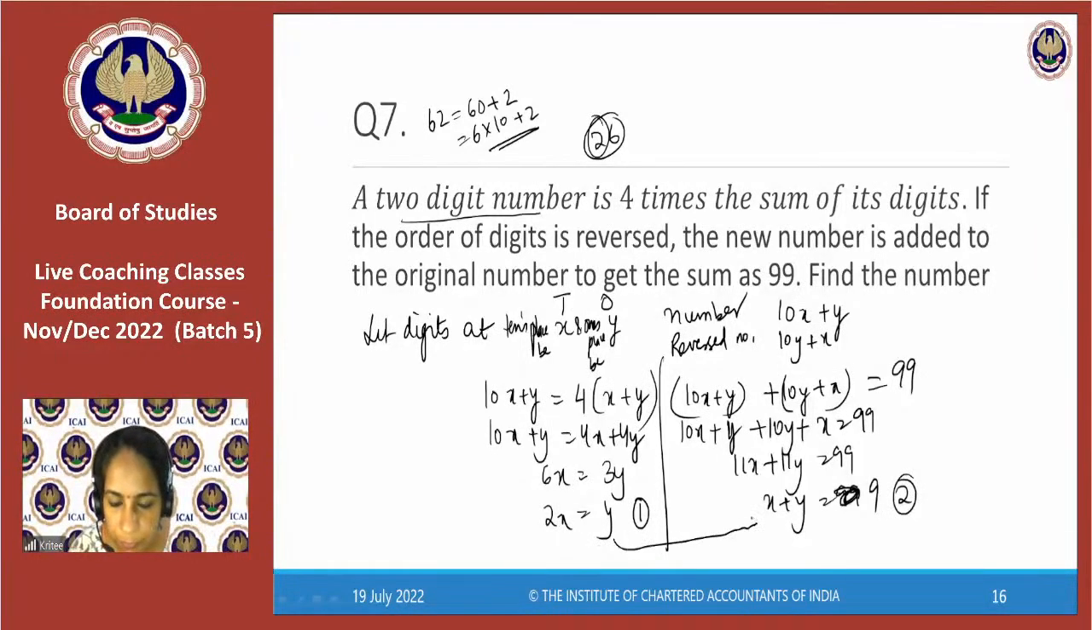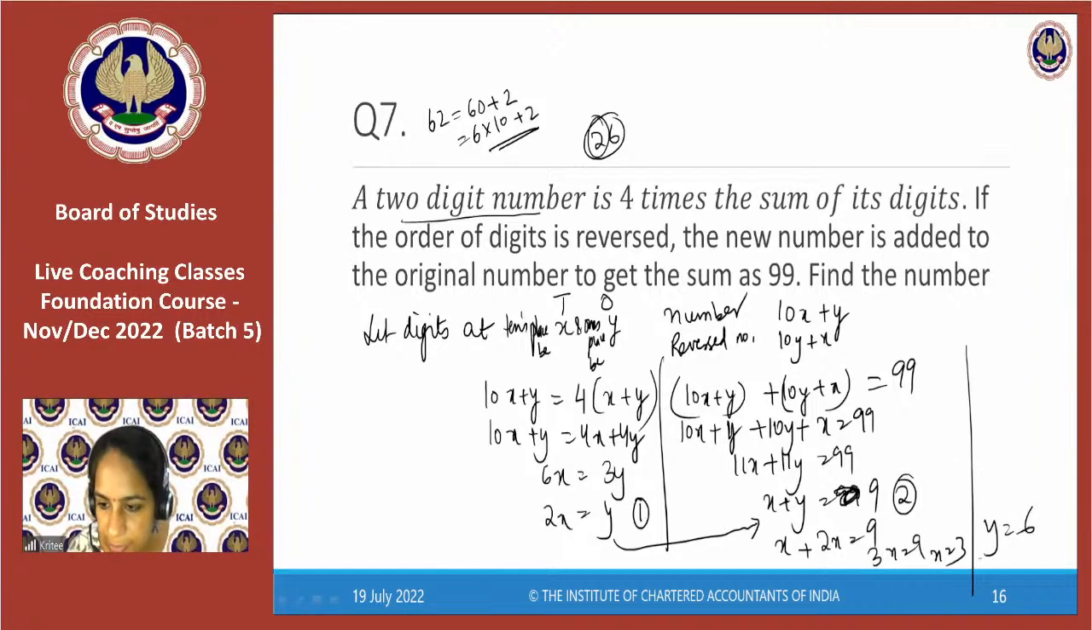Substitute this value of y here. So x plus 2x is equal to 9. 3x is equal to 9. You get the value of x as 3. Value of x is 3, then value of y is twice that, 6. So your number is 10 into 3 plus 6. 36 is your original number, which is given by Himanshu, correct?